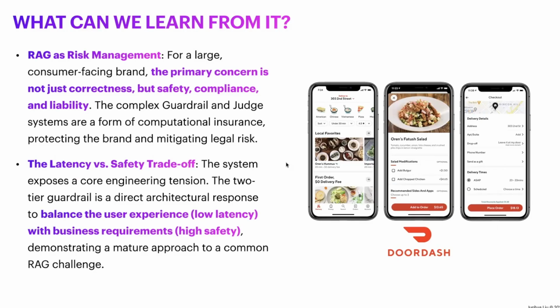What can we learn from this system? We have seen that with RAG as a risk management measure, the primary concern is not just correctness. Safety, compliance, and liability are important. Okay, and also we need to take into consideration the latency and safety trade-off. While making sure the user experience is good, that means when the user asks a question, we want to generate the answer in the shortest time possible, we also need to meet the business requirements, that is all these safety, compliance, and liability measures.